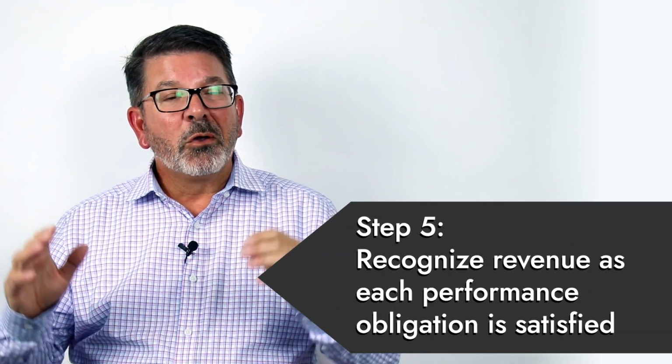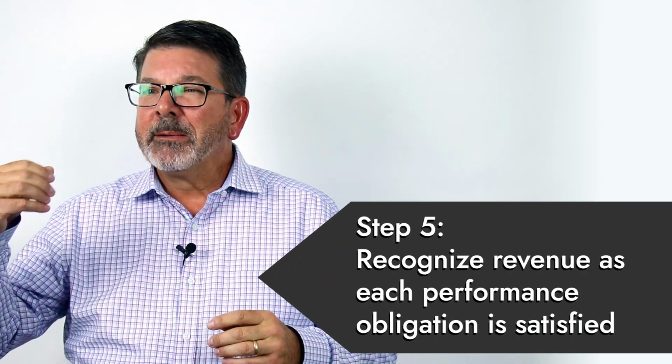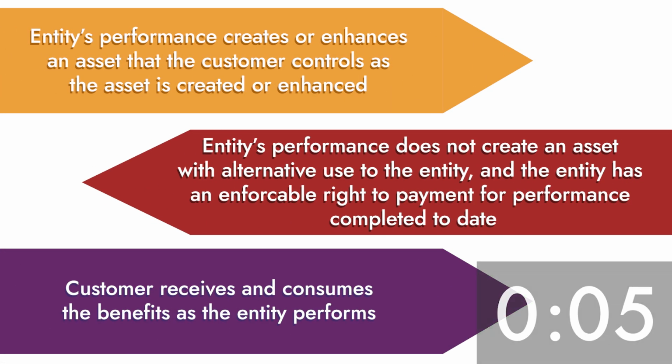Finally, step 5, we're going to recognize revenue as each performance obligation is satisfied. Really, that is either over time or at a point in time, depending on when control is transferred to a customer. In order to recognize revenue over time, you have to meet one of 3 criteria. If not, I'm sorry, dude. You're going to recognize it at a point in time.